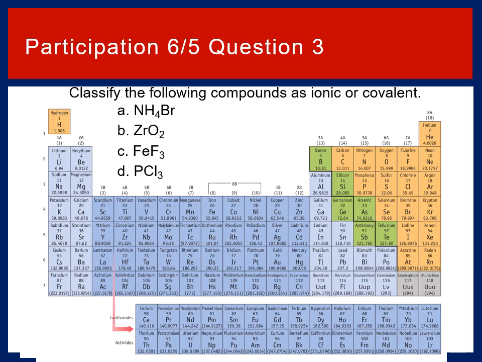Participation 6.5, question 3. Classify the following compounds as ionic or covalent. A, NH4Br, B, ZrO2, C, FeF3, and D, PCl3. This is the third question on participation 6.5, due Friday, June 5th at 11:59 p.m. over on Blackboard. Link to the assignment is right below links to these videos. Again, classify the following compounds as ionic or covalent: NH4Br, ZrO2, FeF3, and PCl3. And there's a periodic table there that you'll find useful. There's also one in the additional resources folder at the bottom of the module page.